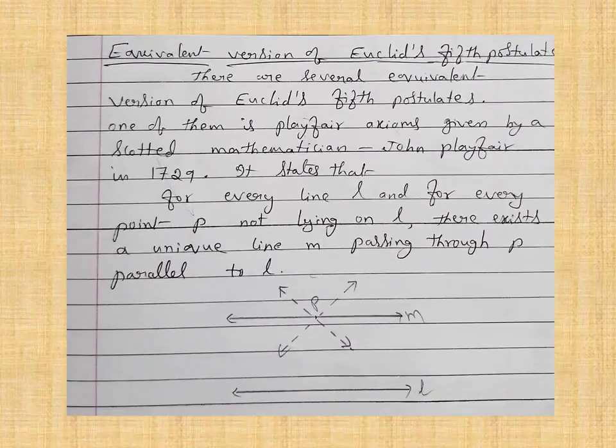Equivalent version of Euclid's fifth postulate. There are several equivalent versions of Euclid's fifth postulate. One of them is Playfair's axiom, given by a Scottish mathematician John Playfair in 1729. It states that for every line L and for every point P not lying on L, there exists a unique line M passing through P parallel to L.